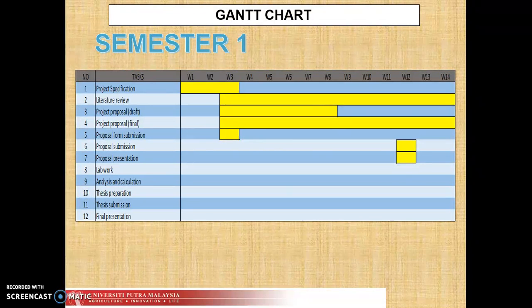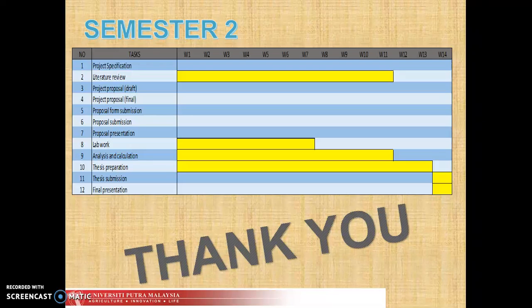And then this is the Gantt chart for semester 1. Semester 1 mostly focused on thesis writing of chapters 1, 2, 3 and understanding the topic. So the work is mostly done for this semester. For semester 2, I planned to finish the lab work by week 7 and focus on product analysis, calculation, and then thesis writing.